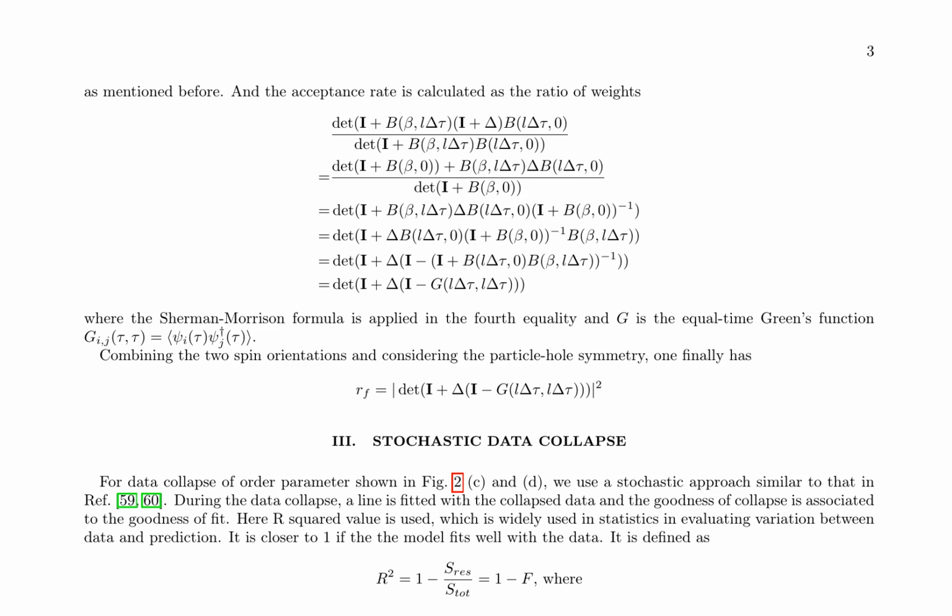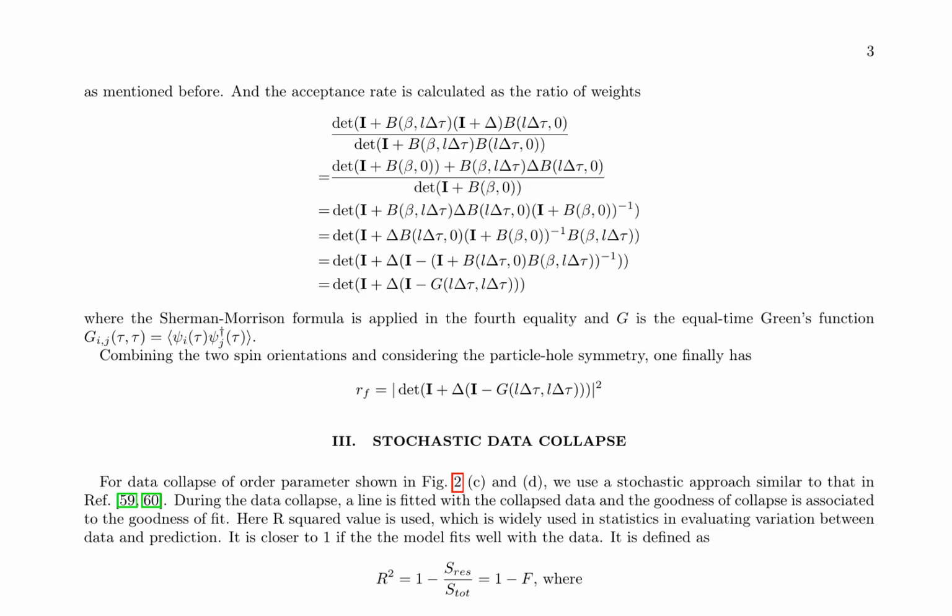Here is the combined summary. The acceptance rate in the Monte Carlo simulation is calculated as the ratio of weights, which is further simplified using the Sherman-Morrison formula to obtain an expression involving the determinant of a matrix. This matrix is a function of the equal time Green's function, G, which is defined as the expectation value of the product of fermionic operators. The final expression for the acceptance rate, R_F, is the square of the absolute value of the determinant of this matrix.